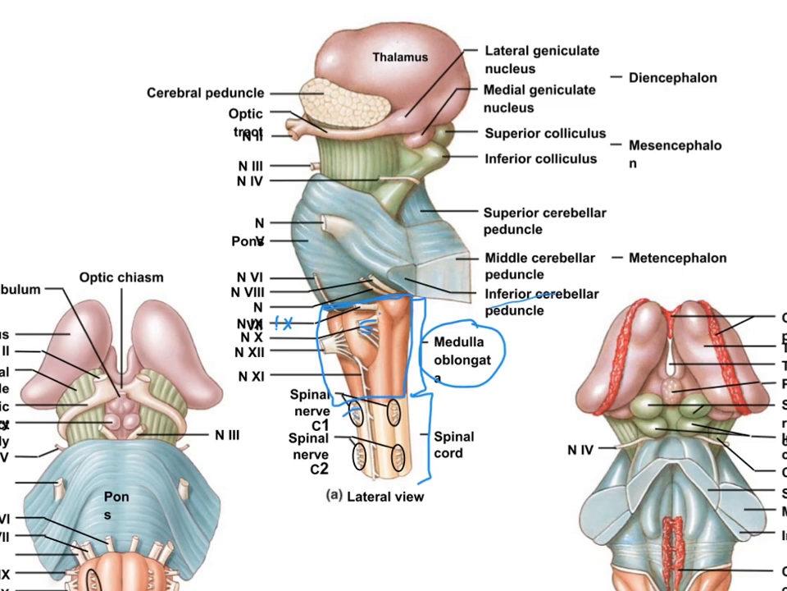9 through 12 control the muscles in your pharynx. We're going to go through these individually, so you're going to know what they are at the end. We're going to go through with a chart. But basically, the neck and the shoulder area. 9 through 12 are going to control those. So your tongue muscle, your throat muscles, your shoulder muscles, your neck muscles. But we'll go through each one of those individually when we get there.